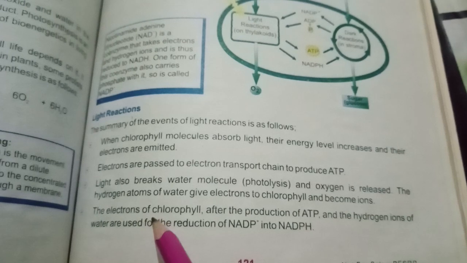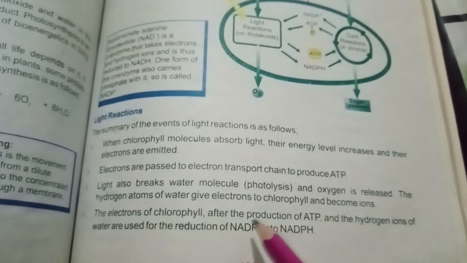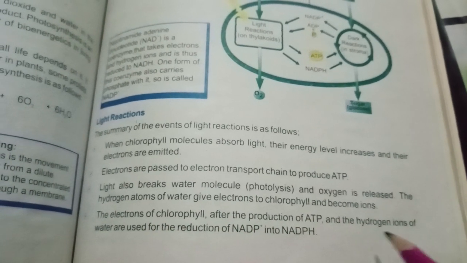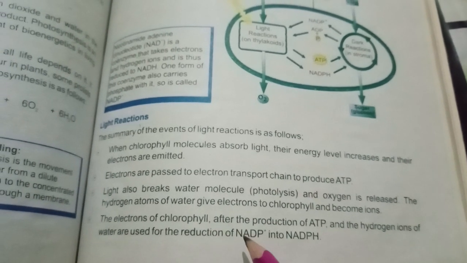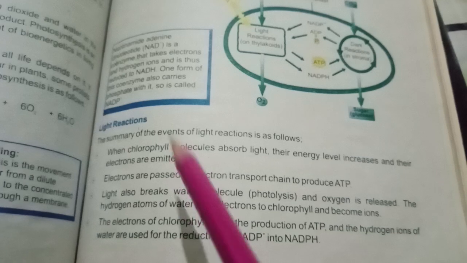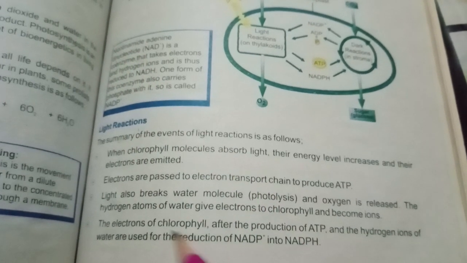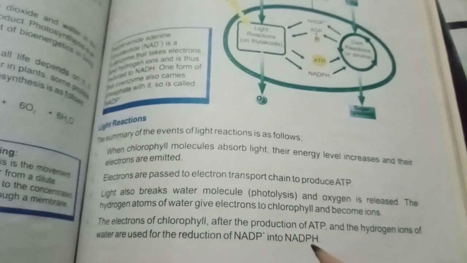So the electron of the chlorophyll, after the production of ATP, and the hydrogen ion of the water are used for the reduction of NADP into NADPH.